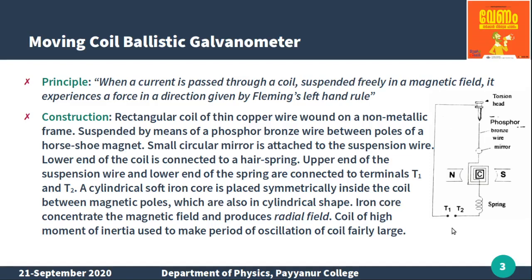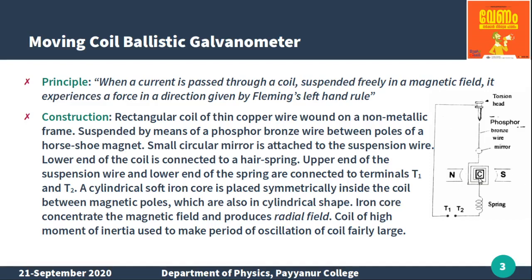And one more thing that you have to see, that inside that coil, we symmetrically place a cylindrical soft iron core. Okay, and that is placed between these poles of the magnet. That means if you have a rectangular frame, you place a cylindrical iron core inside that. That iron core is placed symmetrically inside that coil, and between the poles.